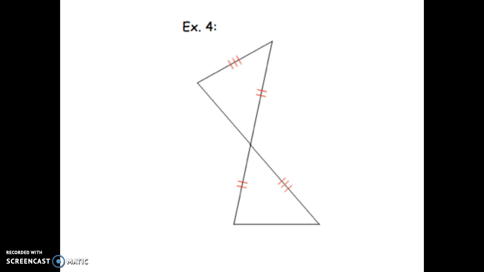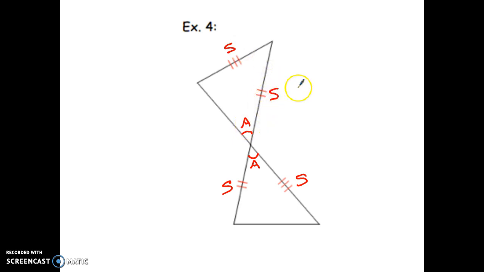Example 4. So go ahead and label. We got a side, we got a side, we got a side, we got a side. We have vertical angles here. So we're going to label this angle. We're going to label this angle. Now, as I read this one on the bottom, I can see that it says side, angle, side. So now we have to check the top. Side, side, angle. Now, this is not one of our congruence theorems.